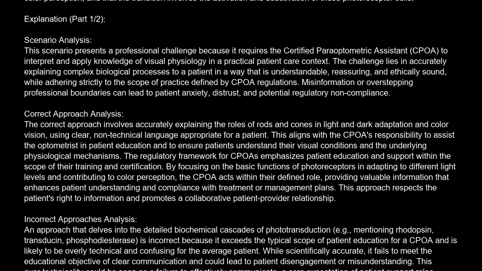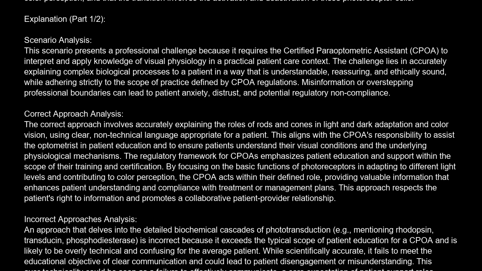The correct answer is A. Explain that rods are responsible for vision in low light conditions and cones are responsible for vision in bright light and color perception, and that the transition involves the activation and deactivation of these photoreceptor cells.